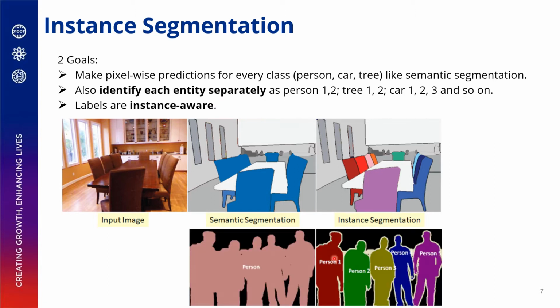For example over here, you can think of it as binary segmentation or semantic segmentation, right? This one over here would be instance segmentation because each person is labeled separately, even though it's the same class as person.